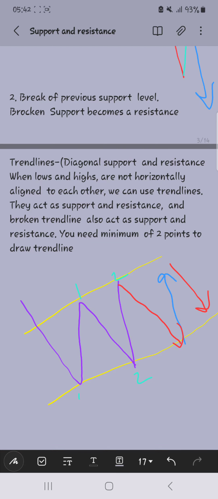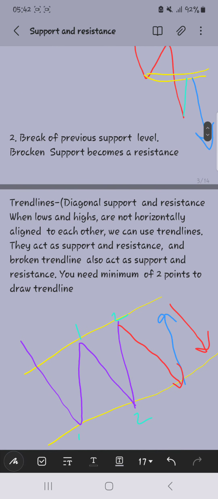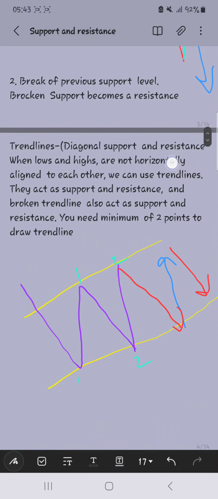But of course, support and resistance isn't enough to trade the market. You won't get as many entries as you'd want and stuff like that. You won't be able to confirm some things. So that's when the trend lines come into play.